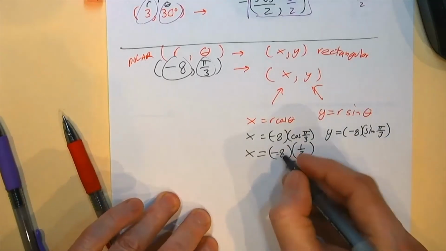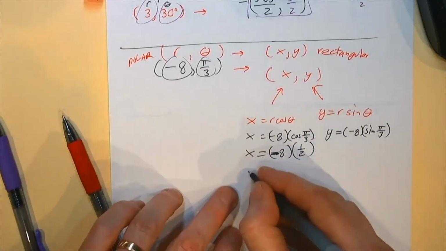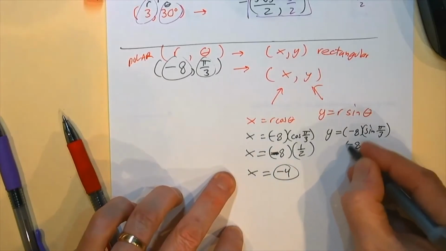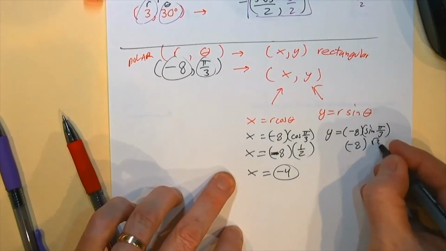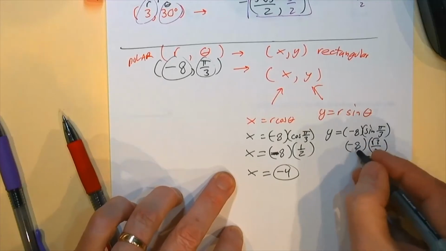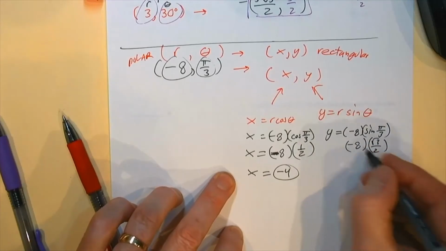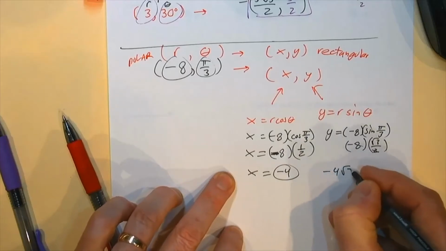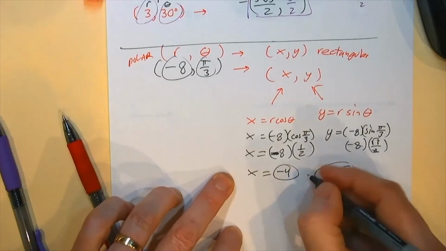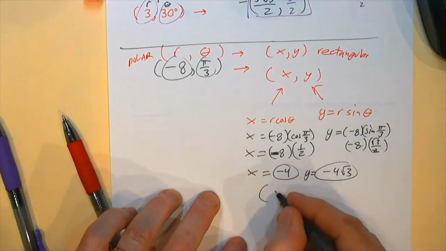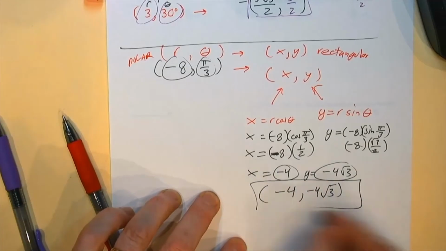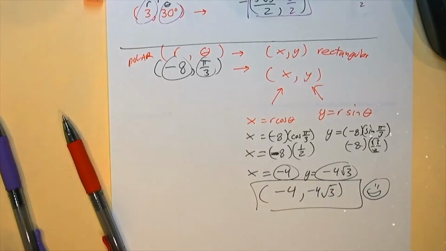And let's multiply. -8 times 1/2 is -4. There's your x coordinate. And -8 times sine of pi over 3 is radical 3 over 2. And so that'd be -8 over 2. Wait, could you cancel here? You cancel. -4 radical 3. That's the y coordinate. And so write your final answer, -4 comma -4 radical 3. Ta-da! I did it.